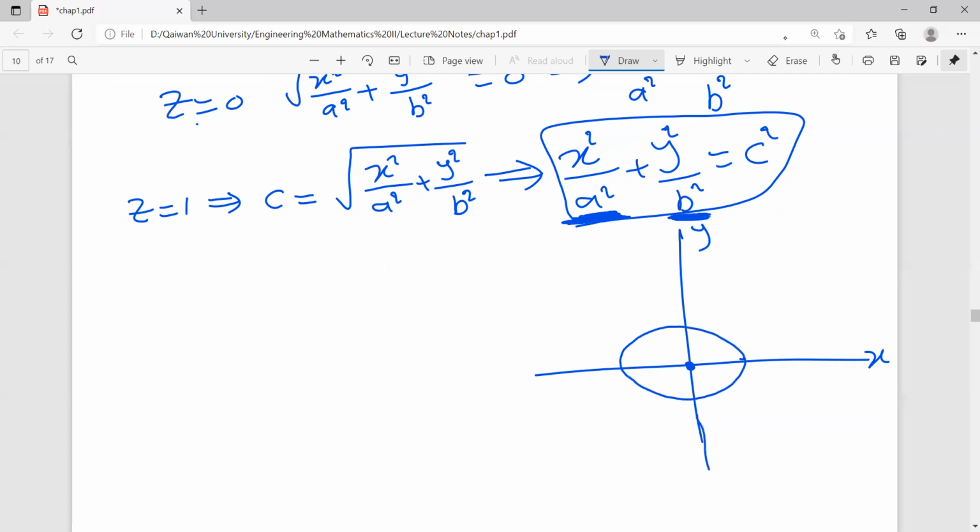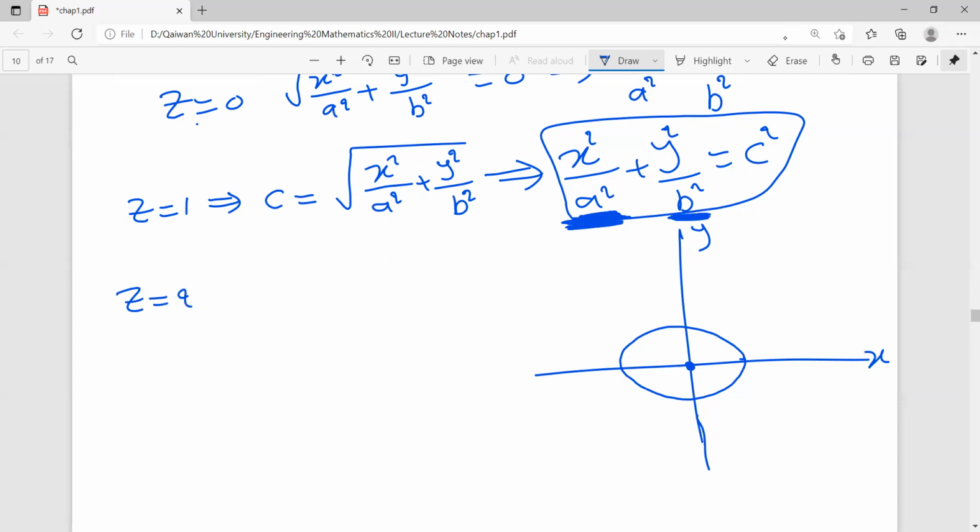Okay, if the denominators are equal, it's a circle, but if the denominators are different, it's an ellipse. Whichever of x or y has the bigger denominator, the bigger coordinate is on that axis. Here we'll take x squared to be bigger. That means it's on the x-axis.